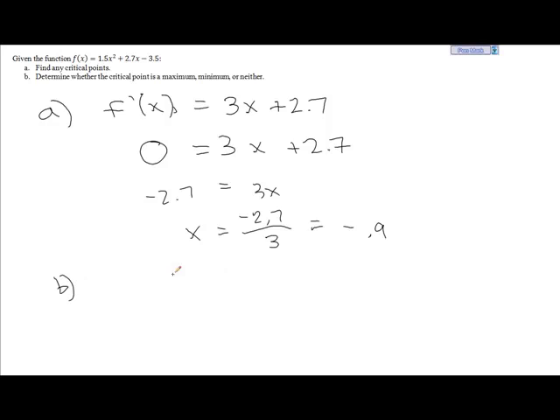Now we want to determine whether that critical value represents a minimum, a maximum, or neither. So we will perform our first derivative test, and we'll go ahead and just draw a number line and label negative 0.9. Now we want to test a point to the left and to the right. So looks like negative 1 is to the left of negative 0.9 and 0 is to the right, so those are always easy values to pick. So this is x equals negative 1 and x equals 0.